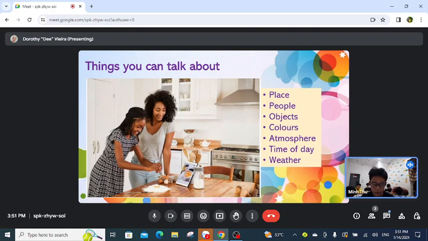There are two girls making a cake on the left of the picture, and there are some teapots on the kitchen counter, and next to it is the stove. Thank you for listening.